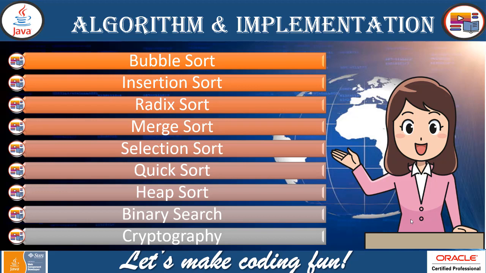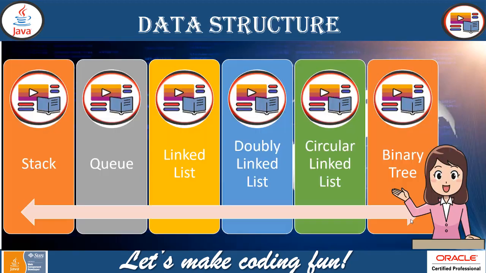Each and every algorithm covers the live implementation, flowchart, complexity and real-time application uses of these sorting algorithms. For data structure, we have stack, queue, linked list, doubly linked list, circular linked list, binary tree, and many more upcoming. All of these data structures are implemented in Java, and here we cover live implementation along with real-time application uses.